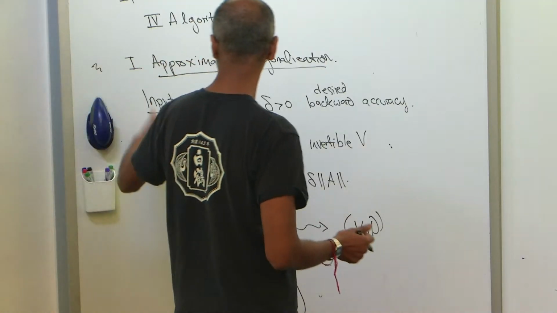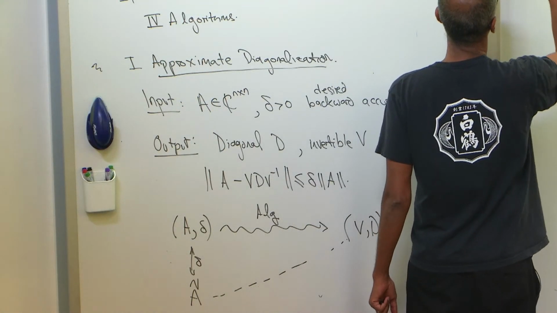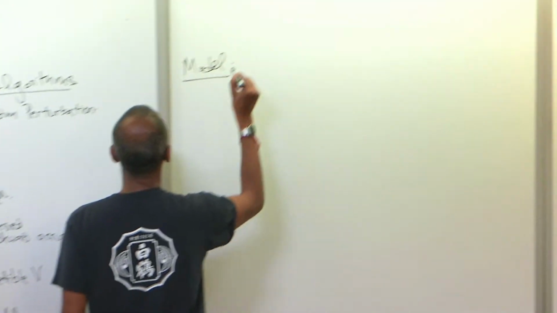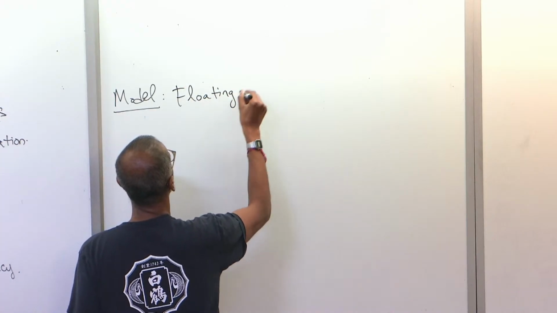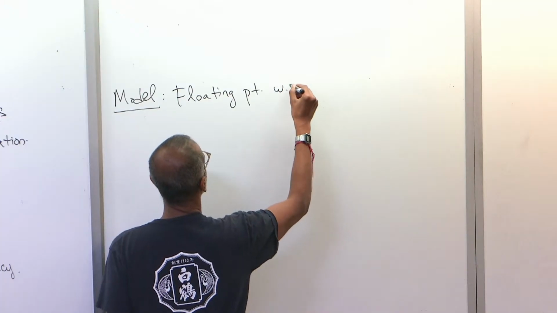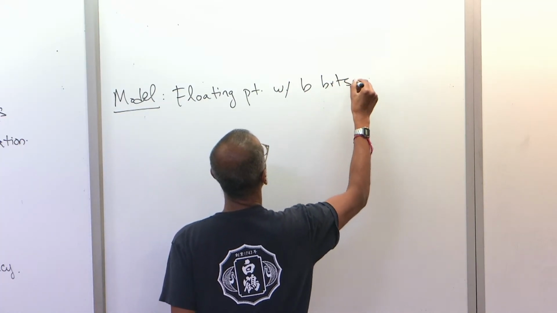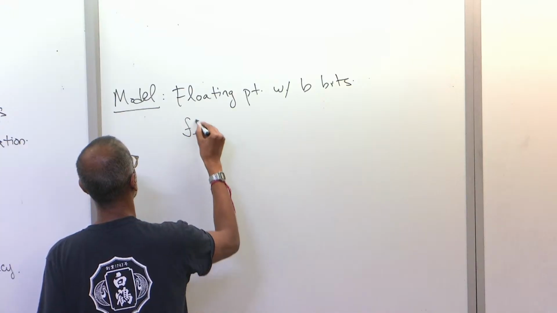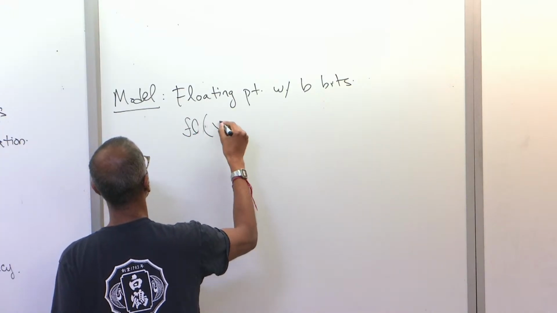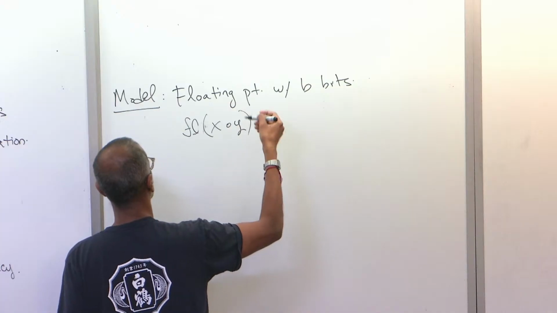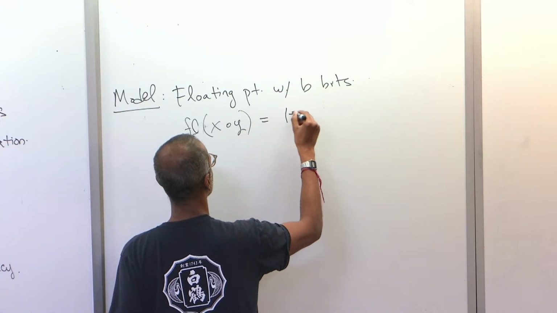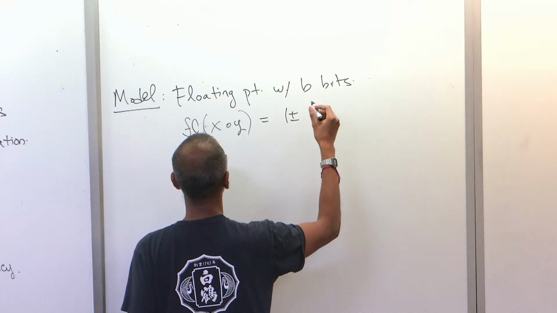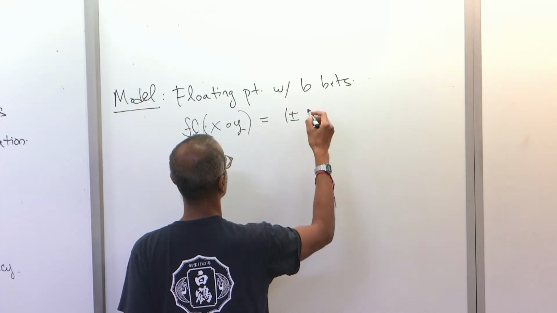Okay, now we also have to define a model of computation. The model of computation, which means what this algorithm is allowed to do, is going to be floating point with b bits of precision. So what that means is, in every arithmetic operation, the computer takes two numbers, complex numbers, or actually real numbers, and outputs a multiplicative perturbation of the true arithmetic on these numbers.